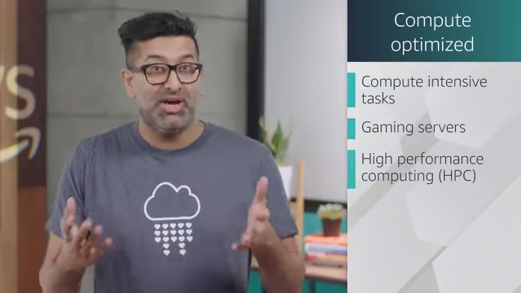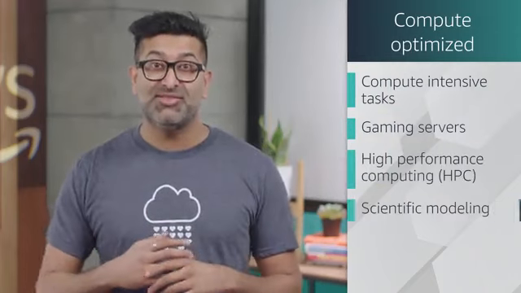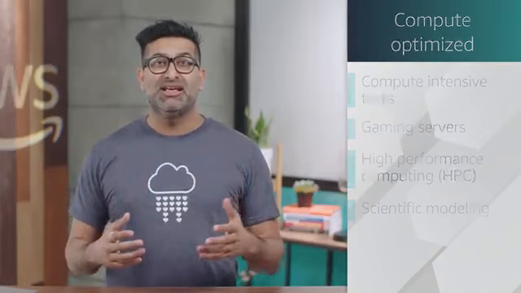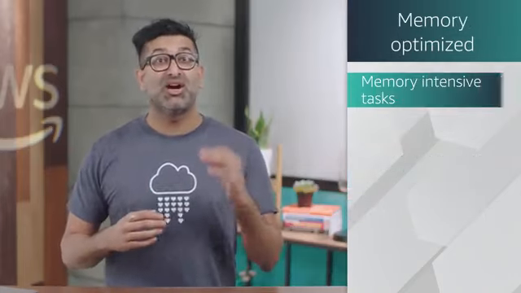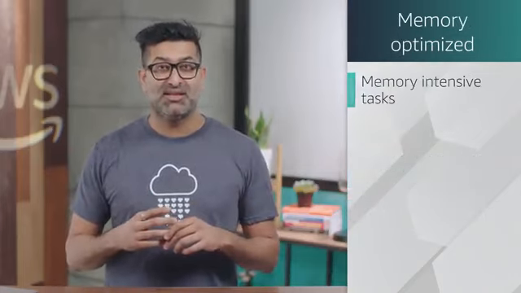General purpose instances provide a good balance of compute, memory, and networking resources and can be used for a variety of diverse workloads like web servers or code repositories. Compute optimized instances are ideal for compute intensive tasks like gaming servers, high performance computing or HPC, and even scientific modeling. Similarly, memory optimized instances are good for memory intensive tasks.